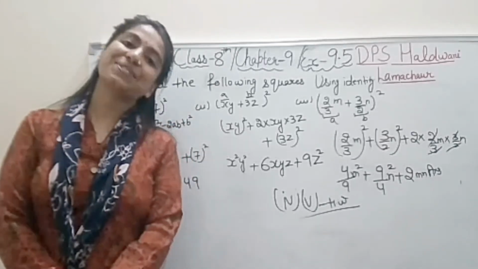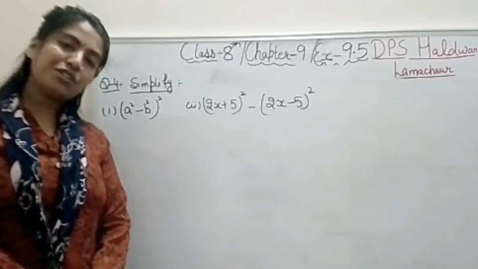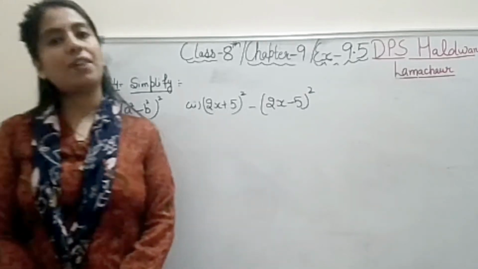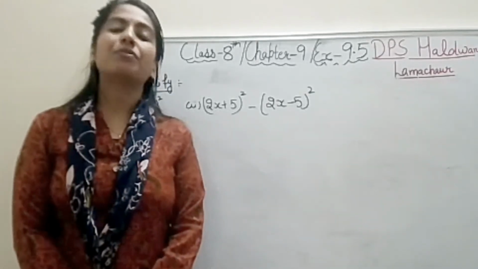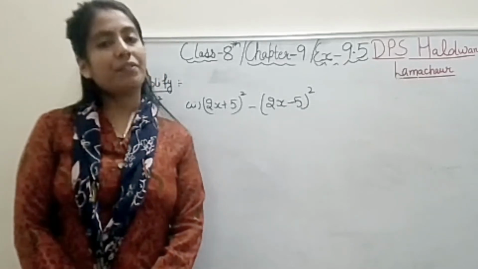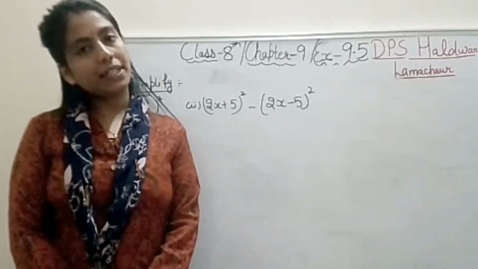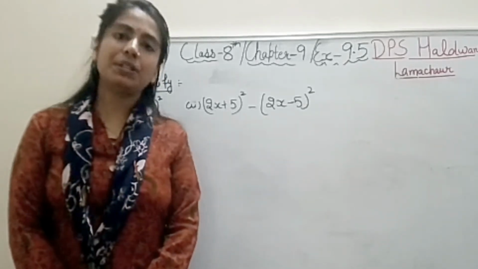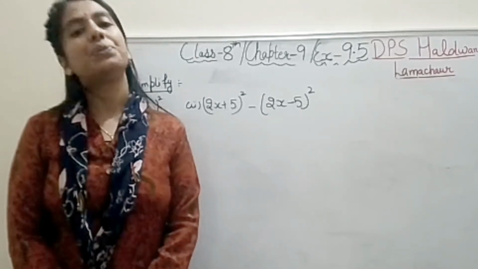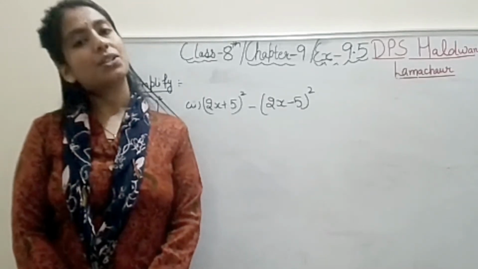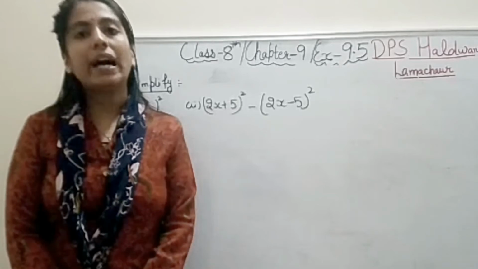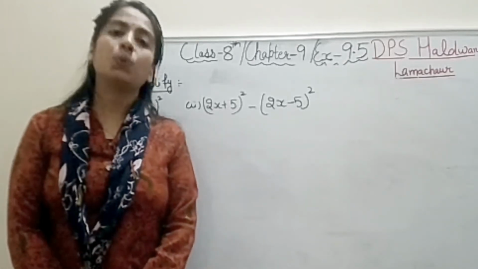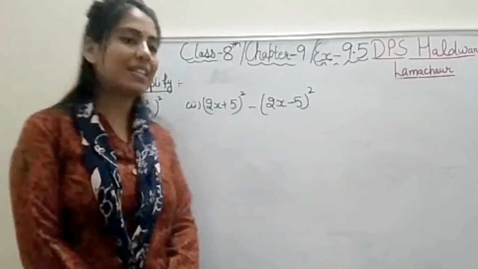Now coming to our next question, question number 4. Again, simplify. Simplify means you have to solve. Okay? You have to solve. Either you will use identity or not, but you need to solve the question. But student, we are using identity in this exercise, so you have to use the required identity as per the given question. Right, student? So let's start.